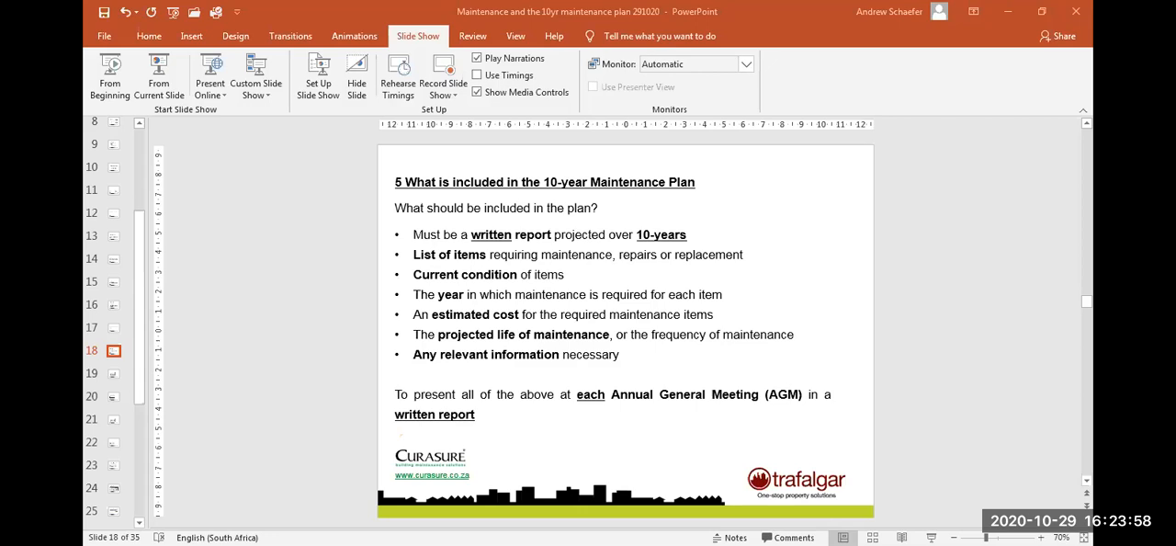The estimated cost of the maintenance per item listed on the 10-year maintenance plan, and then the projected life of that maintenance. So if I paint the building in 2021, how long will it last before I've got to paint again? If I project 7 years, then I will have the next cycle at 7 years, and then any other relevant information. This is an important thing to remember. If we go to the AGM and we are aware of information relating to maintenance, it's important to note it down for the owners. And all of the above must be presented at each AGM in a written report.